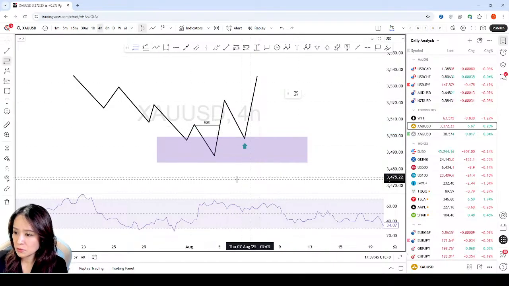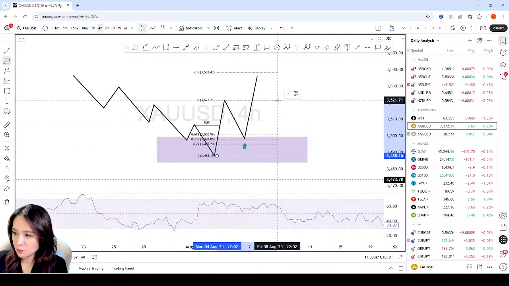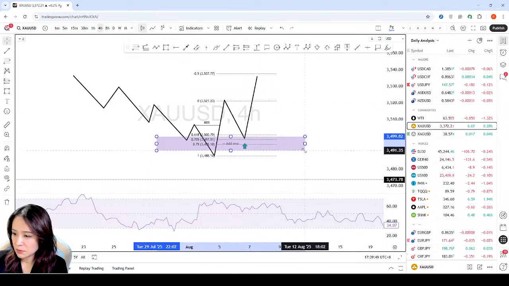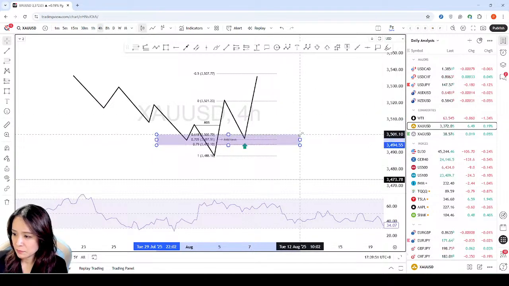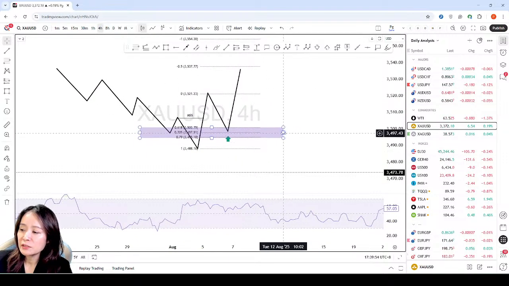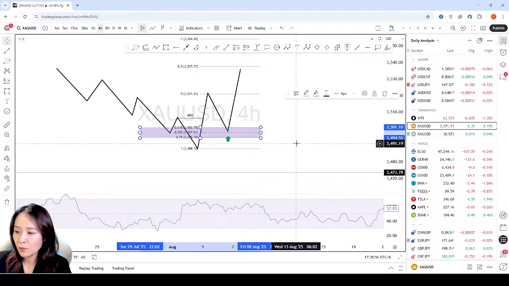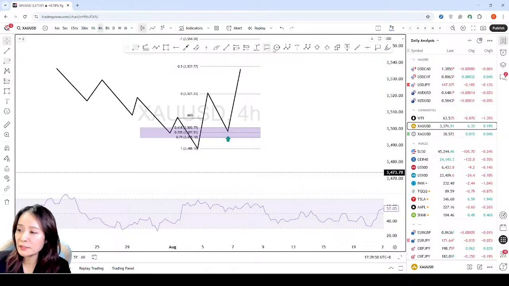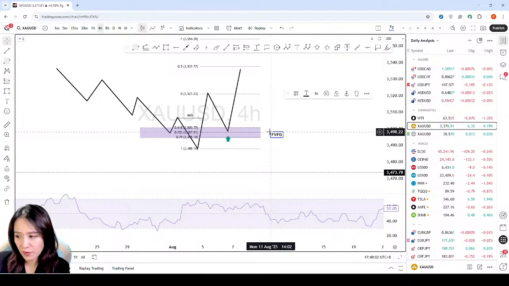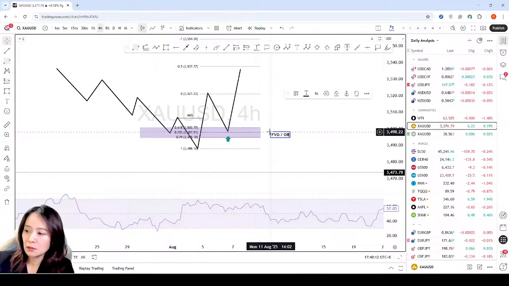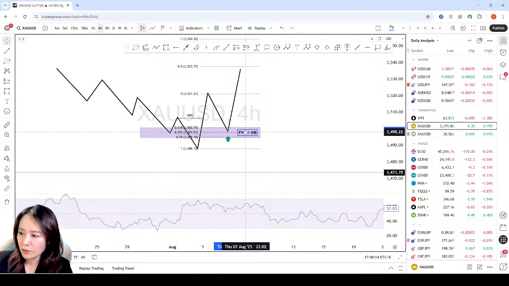Okay, and then your OTE from where? From this one to this one. This is going to be the zones. Okay, and within this OTE, what usually you will see, you might see there is an FVG, or fair value gap, or that would be an OB, or order block, within somewhere around here.